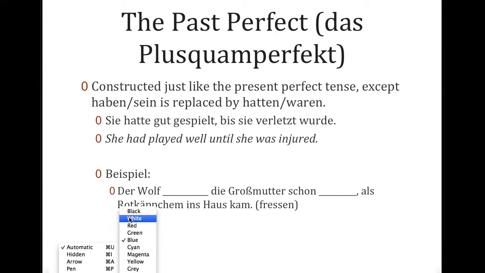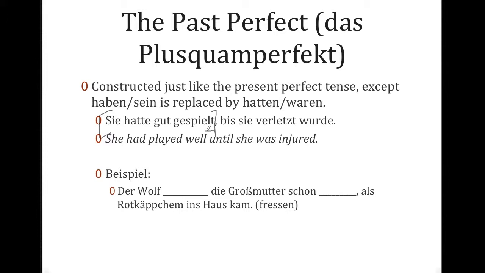What you want to pay attention to is the first clause here. If you wanted to say she played well just in the past, you would say sie hat gut gespielt. But because you're saying she had played well, you have to replace hat with hatte, but you still have that GE form.